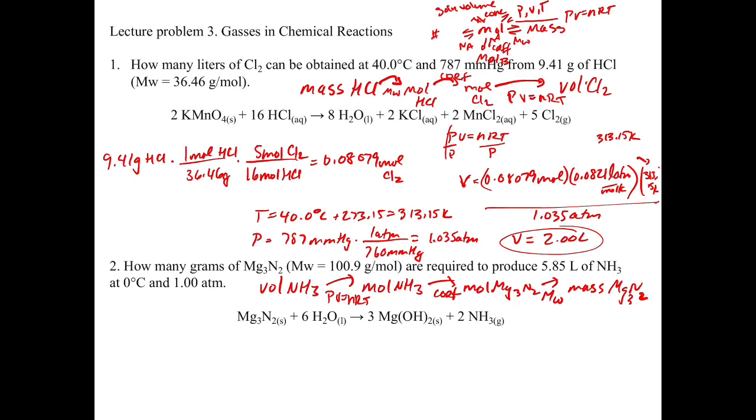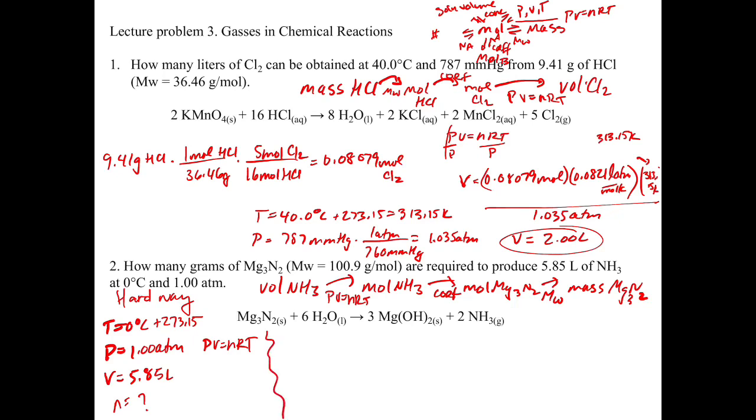So in this case, you'll notice that we're given the temperature is equal to 0 degrees Celsius, and the pressure is equal to 1.00 atmospheres, and the volume is equal to 5.85 liters. And we want to get the number of moles. Well, you can kind of do this the hard way, which would be to convert this, so add 273.15. And then you have PV is equal to nRT. And then you can solve for the number of moles by plugging everything in.